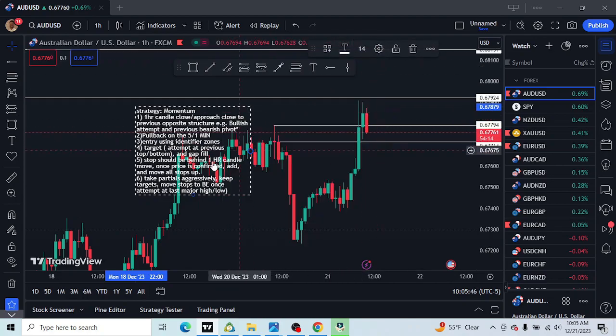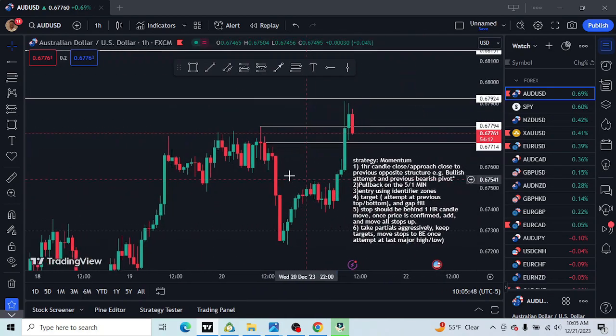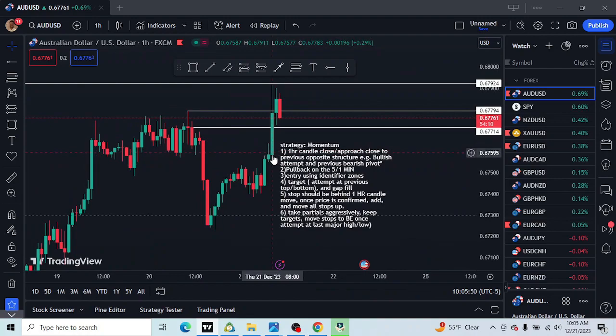So essentially what we're looking for, the momentum strategy. We want to see a 1 hour candle close or approach a previous structure with a gap above. We're going to anticipate that it's going to pull back and either attempt to go higher or it's going to reverse. Probability says it's going to go higher.